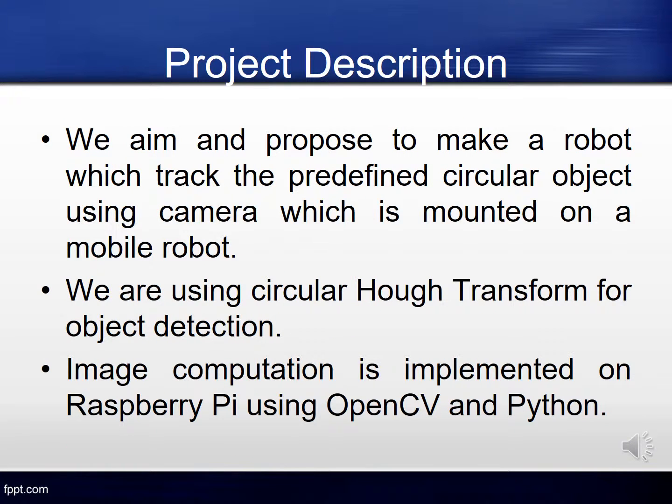We have implemented a mobile robot which tracks a predefined circular object. We use a Raspberry Pi camera mounted on the robot chassis. We have used Hough transform and Canny edge detection to identify a circular object like a tennis ball. We have used the Raspberry Pi as the embedded system and the OpenCV library for the implementation of Hough transform. We have used Python as our programming language, which is compatible with Raspberry Pi as well as OpenCV.